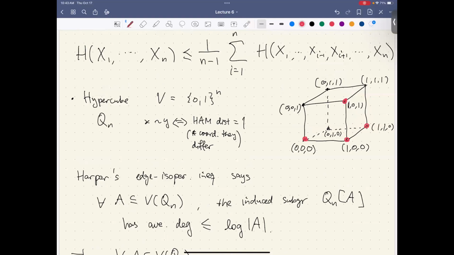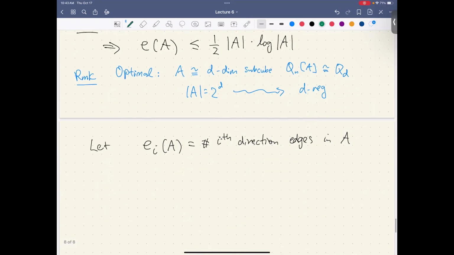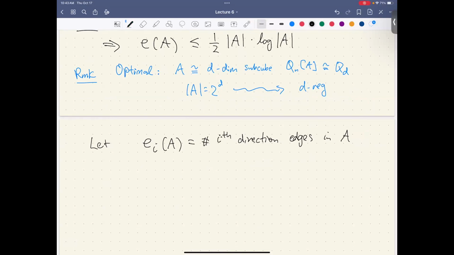Well, let's make it simple, just like this. Then this one is E3 of A, right? And this one is E2 of A. And this one is E1 of A. Okay, good. So in this way, E of A is nothing but the sum over all directions Ei of A.